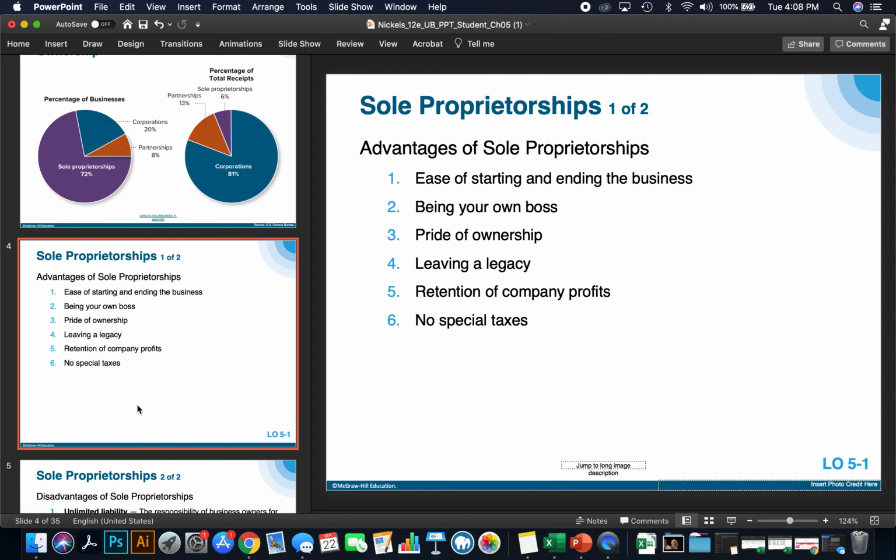So, some of the advantages of being a sole proprietor: the ease of starting and ending the business, right? You can very easily start a business. We have a local business incubator in Knox County. You can fill out the proper paperwork and start your own business. You can also easily end the business. You're your own boss, and you have a sense of pride and ownership of that company. You can leave a legacy, right?